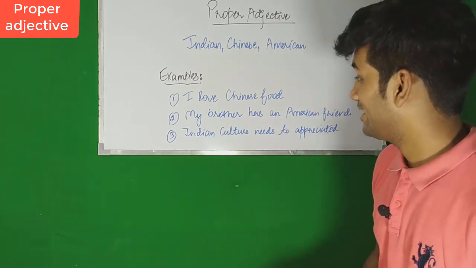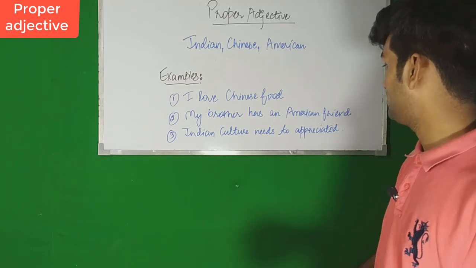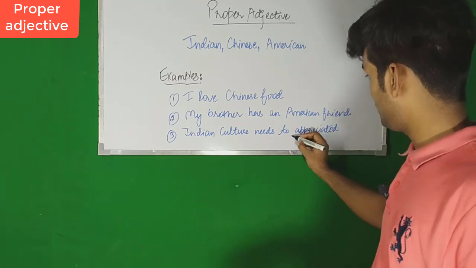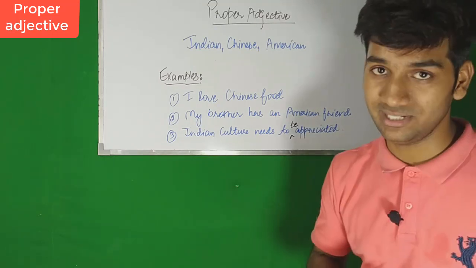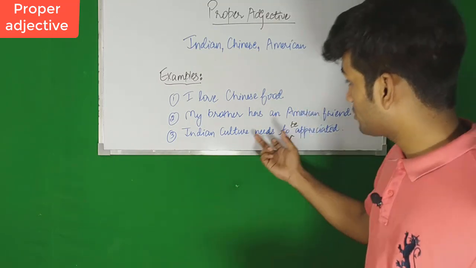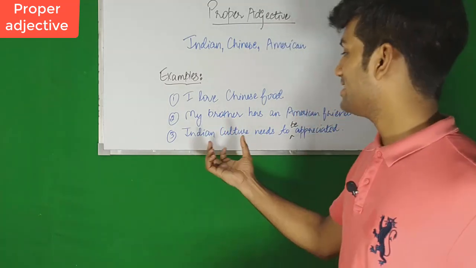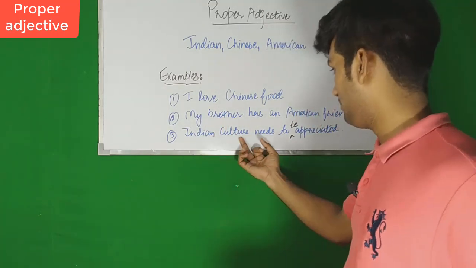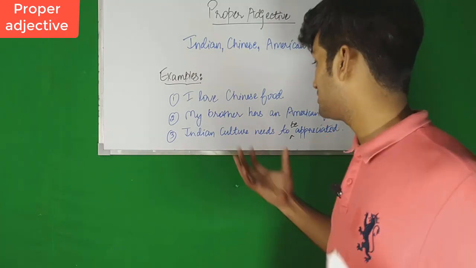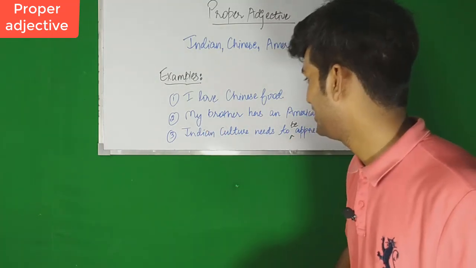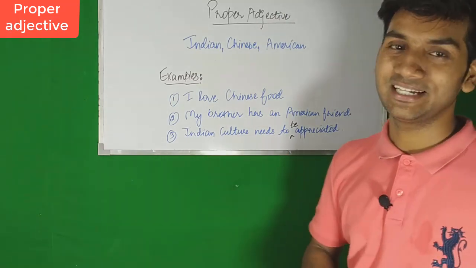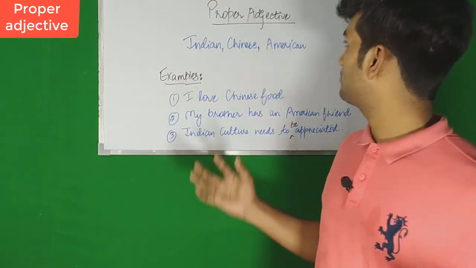Example number 3, Indian culture needs to be appreciated. Indian culture needs to be appreciated. Okay, so which culture? Indian culture. So Indian is a proper adjective giving information about the noun culture. Which culture? Indian culture. I is capital. Anyway, it's the very first letter of the sentence, it has to be capital, right? So that's how we use a proper adjective.